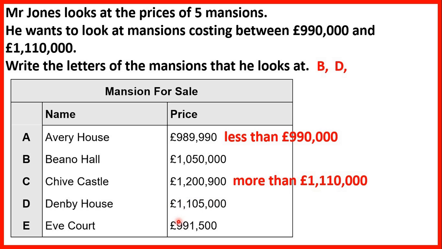And finally, we have £991,500. Mr. Jones will look at that because it's larger than £990,000. We have a 1 as our thousands digit here, but a 0 in the number that we're comparing it with, so this number is larger than this number. So Mr. Jones will look at B, D and E.